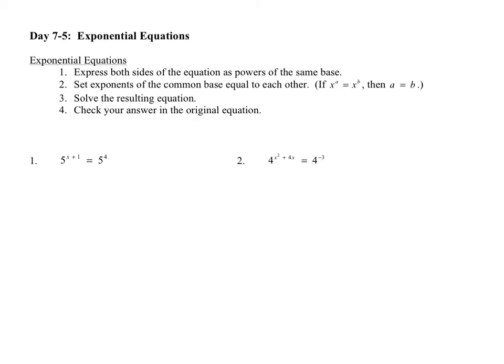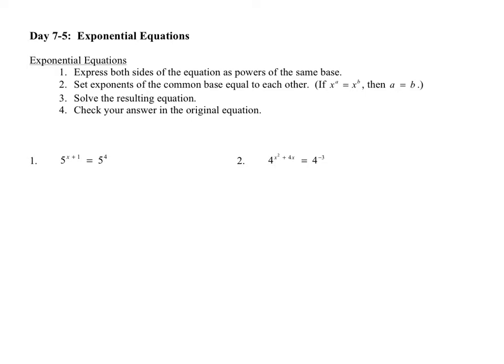Today we're working on the very last section of Unit 7 notes, exponential equations. These are equations where you have bases and exponents on both sides of the equal sign. Well, how do we solve these? Let's take a look at the directions here. Express both sides of the equation as powers of the same base. So you actually have to have like bases on both sides.